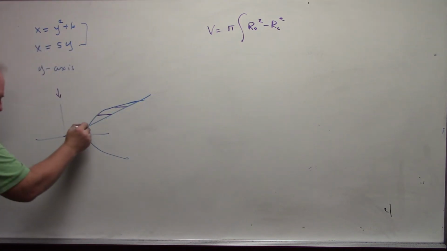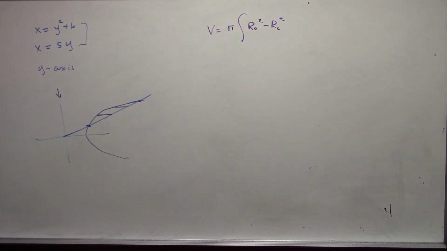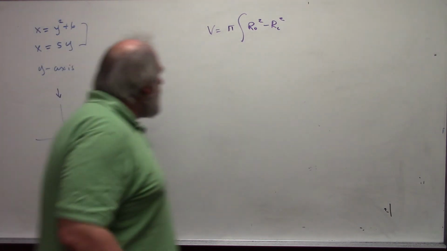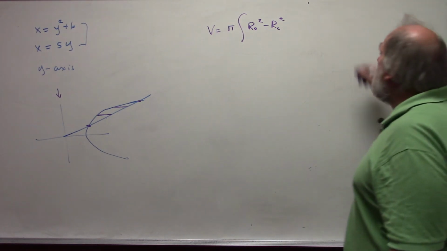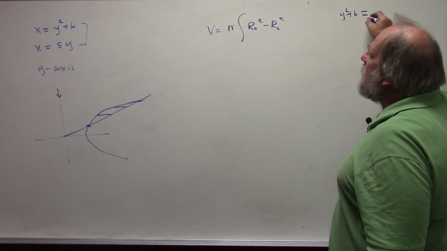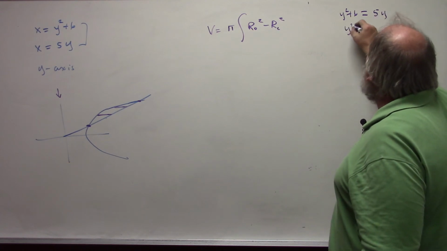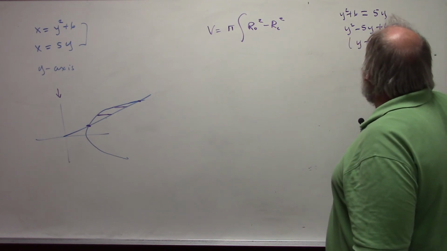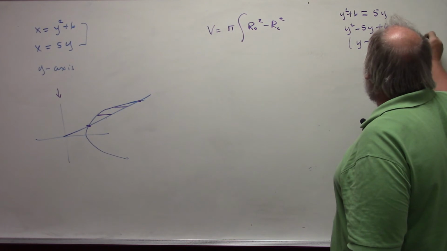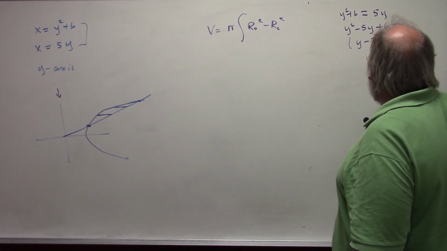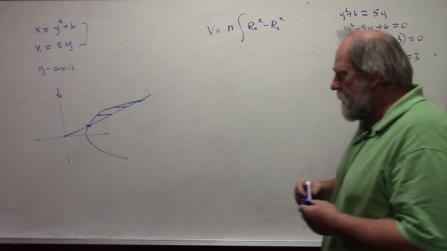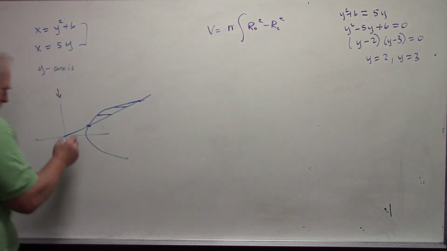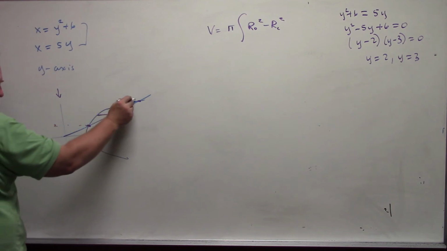Now, we need the points where these rectangles slide from and to, where they start, where they finish. And for that, I have to do some algebra. We need to know where these two curves intersect. So y squared plus 6 is equal to 5y, or y squared minus 5y plus 6 is equal to 0, y minus 2, y minus 3. So these intersect at y equals 2 and y equals 3. This value would be y equals 2. This is obviously not drawn to scale, and this would be at y equals 3.